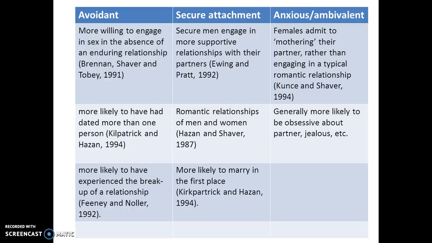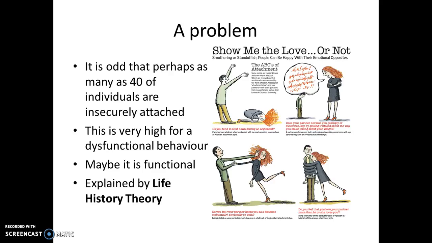So why have we got all these people who are avoidant or anxious, ambivalent? Could there be some genetic advantage to this, some evolutionary advantage?